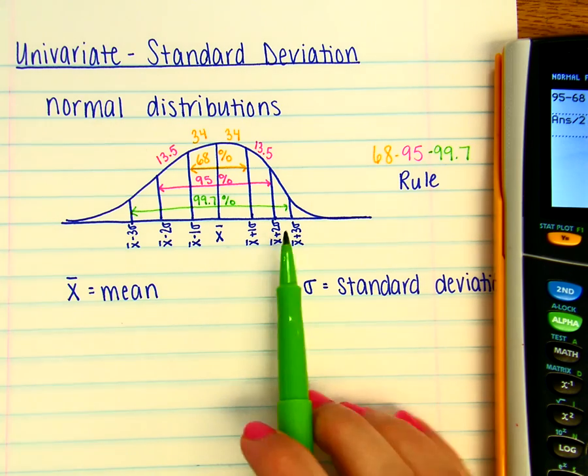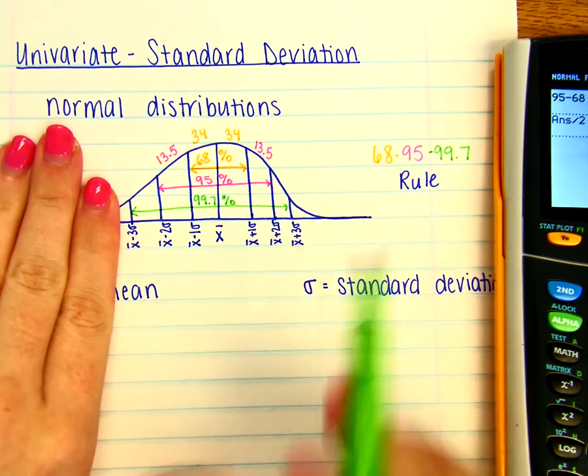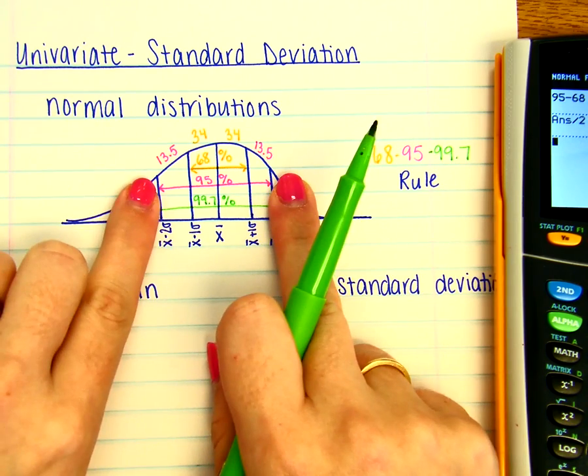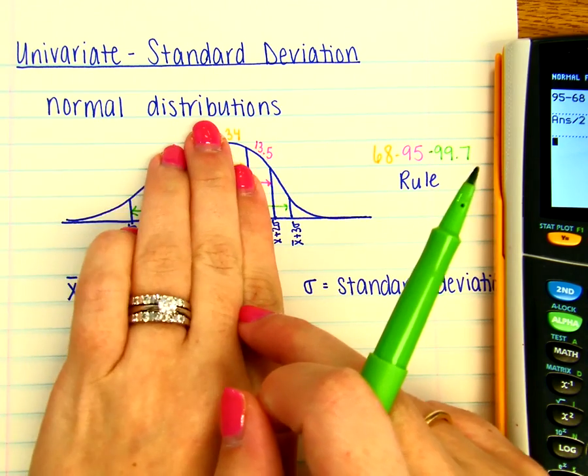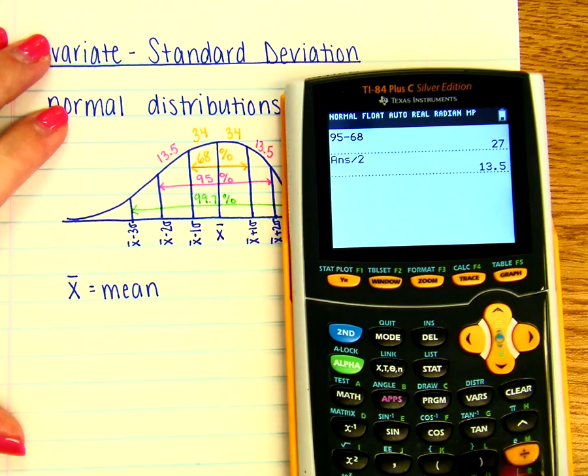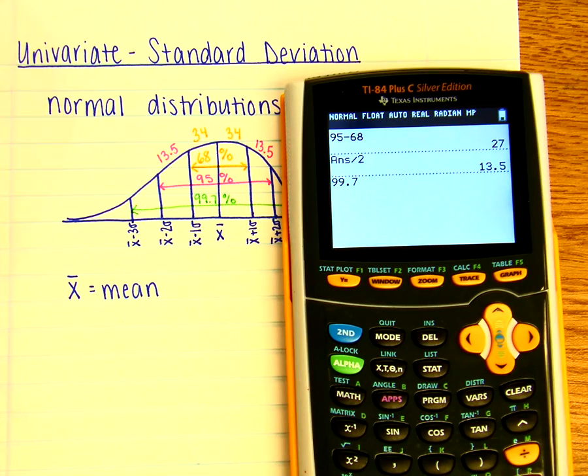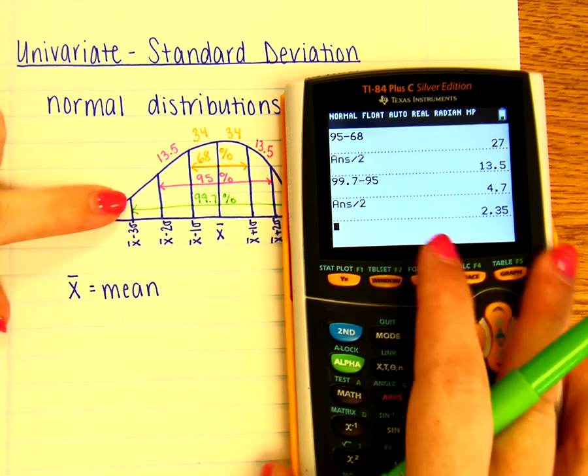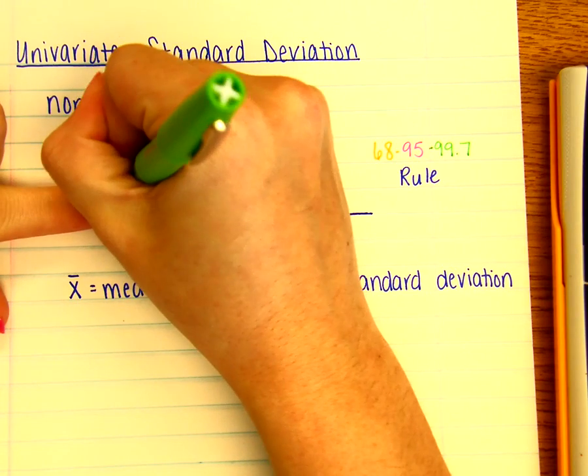And then here, our last one, 99.7 minus the 95, because we already know all that for the 95. So we'll do the same thing. 99.7 minus 95 gives us 4.7. And we divide it by 2 to figure out each box, and we get 2.35.